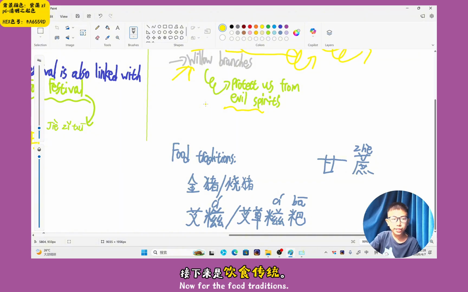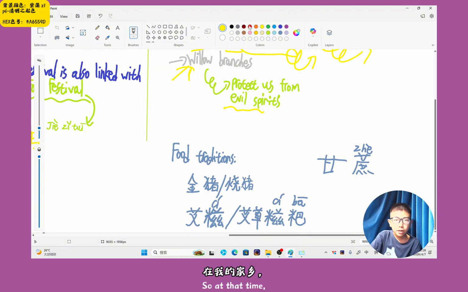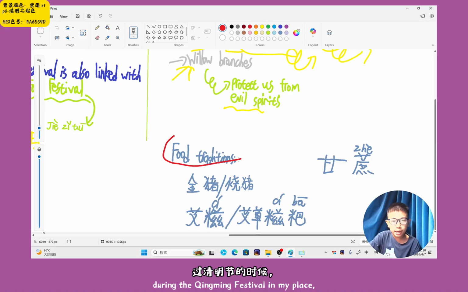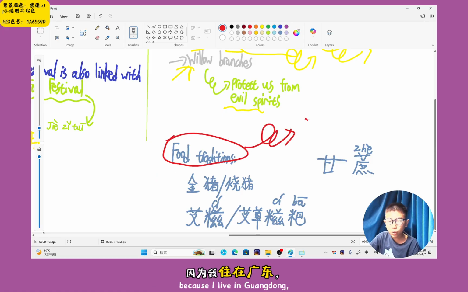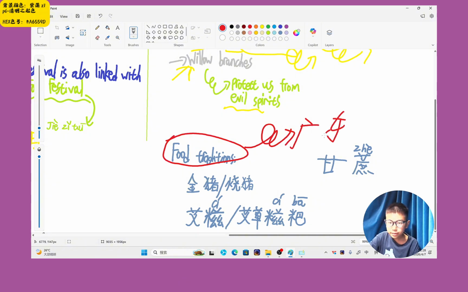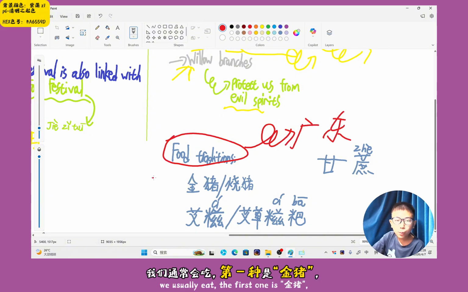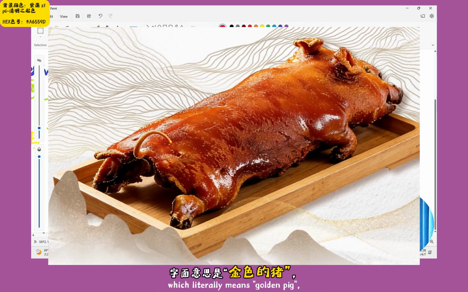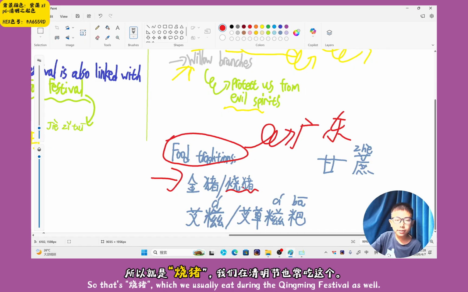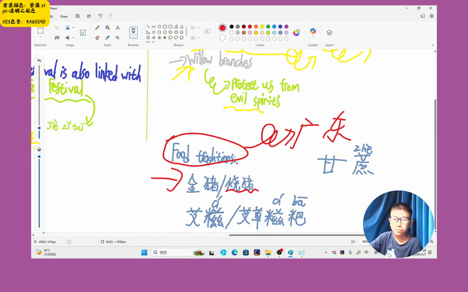And now for the food traditions. At the time of the Qingming festival, in my place, because I live in Guangdong, we will usually eat 金猪, which literally means golden pig, but it's actually another way of saying 烧猪. So 烧猪 is what we usually eat in the Qingming festival.